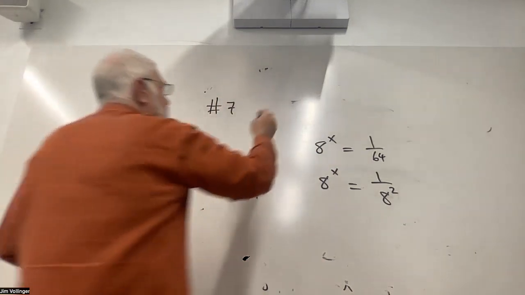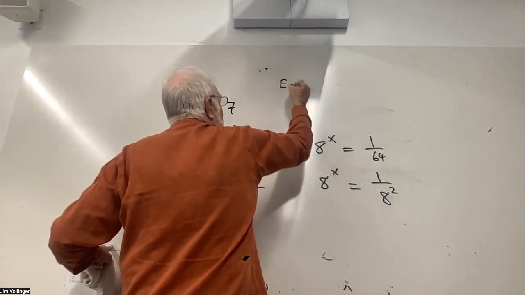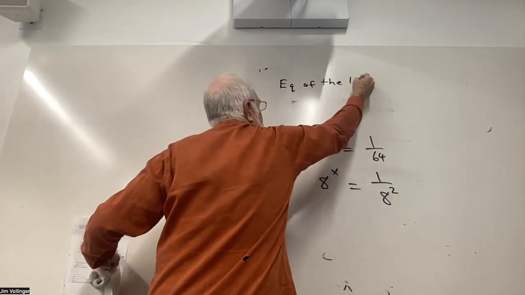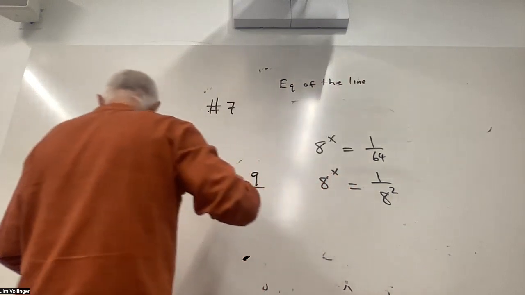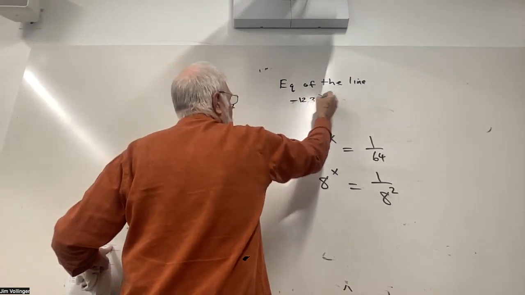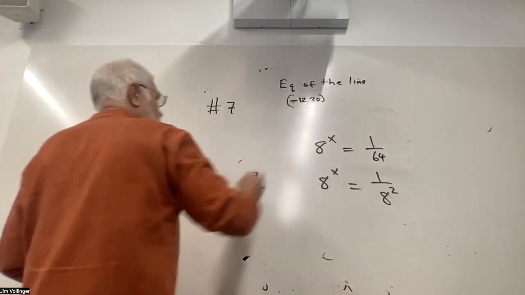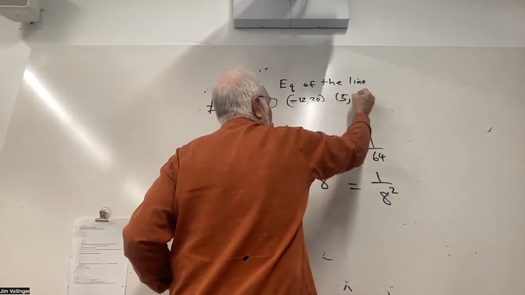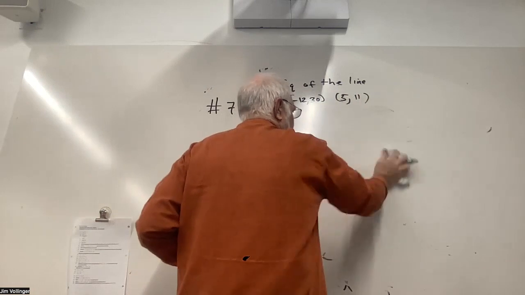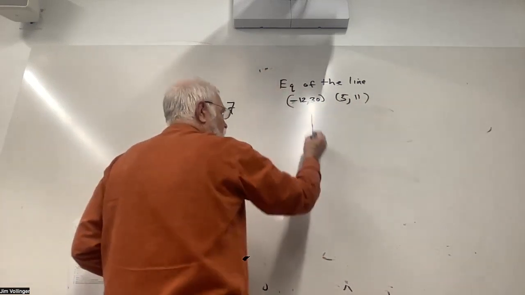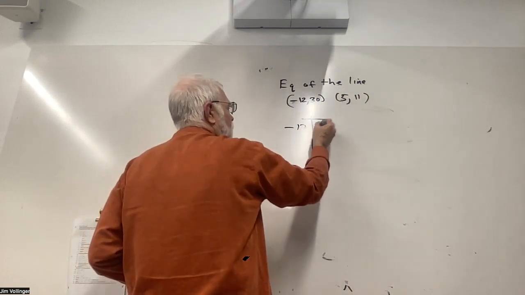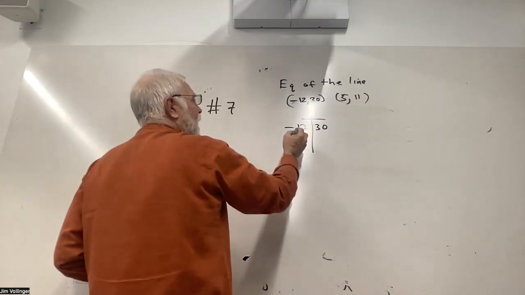Equation of the line. The equation of the line that passes through the points (-12, 30) and (5, 11). Okay, you try that. I'll get rid of this. Step one, for those of you who are just learning how to do that, I think you should put these numbers in tabular form.